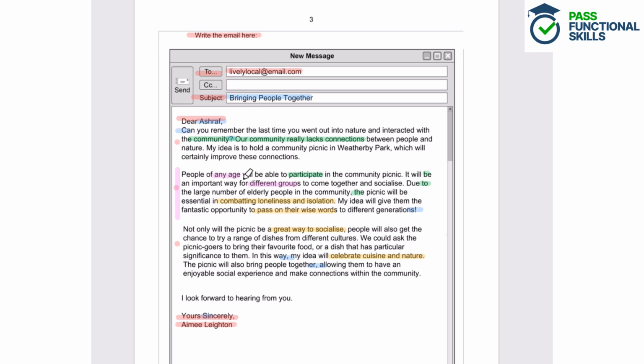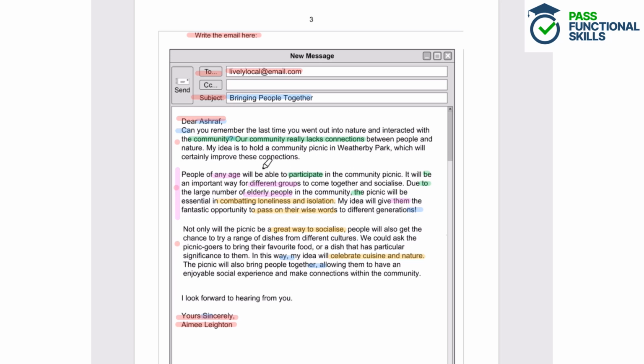So we've mentioned that people of any age can participate and different groups can, and now we're moving on to talk about elderly people, which links back to people of any age. And then finally, my idea will give them the fantastic opportunity to pass on their wise words to different generations. So we're referring to them here, and that means the elderly people that we talked about in the previous sentence.